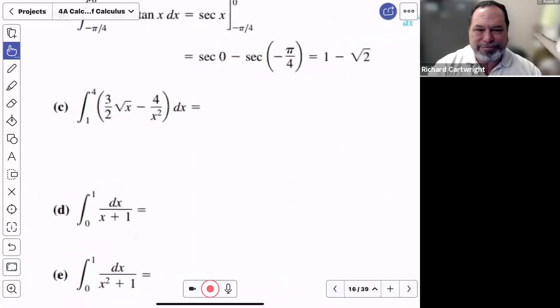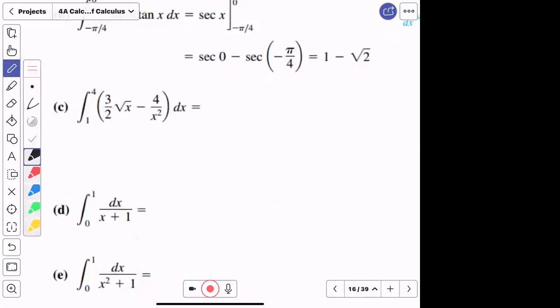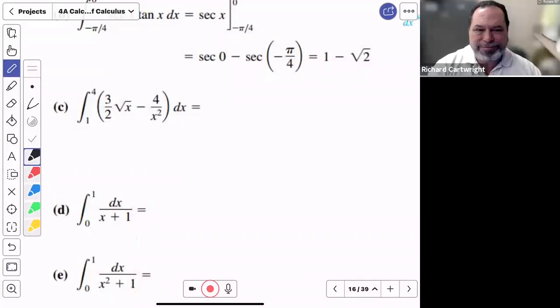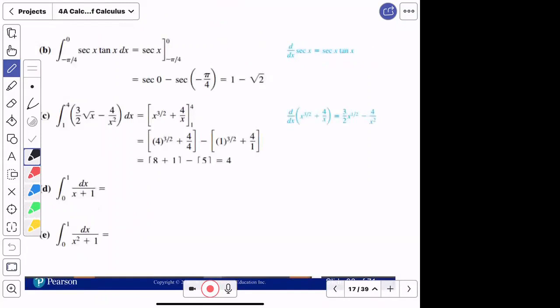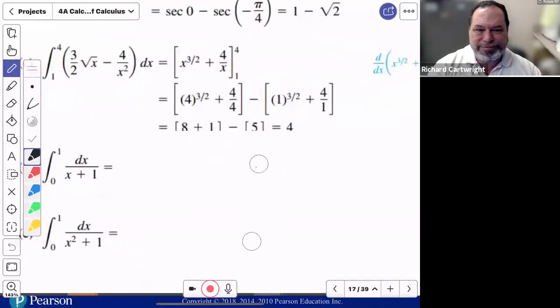Letter C. I would rewrite that. Sir, we already did C. We did C. Yes, we were on D and E, that you said were the most important. D and E, yes. Okay. Did we have the right answer for C? Yes, it was 4. Oh, that's good news. Okay.